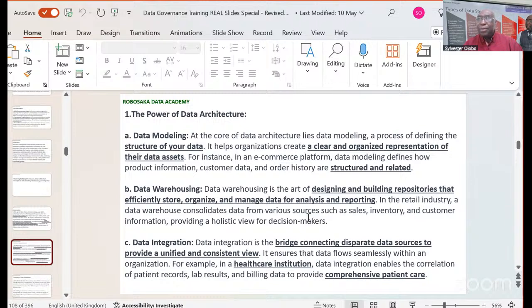So it helps the enterprise to create a very clear and organized representation of the data assets being managed. For instance, in an e-commerce platform, the data model defines how product information, customer data, and other history are structured and related.